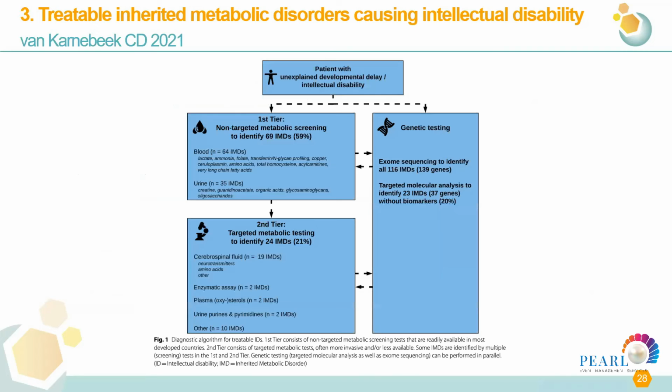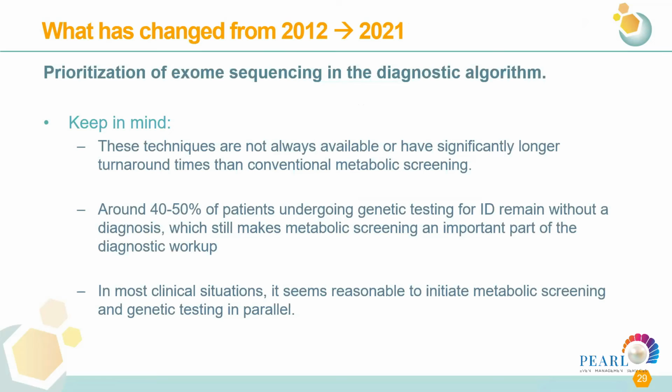So this is the updated algorithm. What changed from 2012 to 2021? They added genetic testing. After you do your history and you identify that this is a child who has unexplained developmental delay or intellectual disability, you go on to do parallel first-tier metabolic investigations in addition to genetic testing. This actually made a big difference.